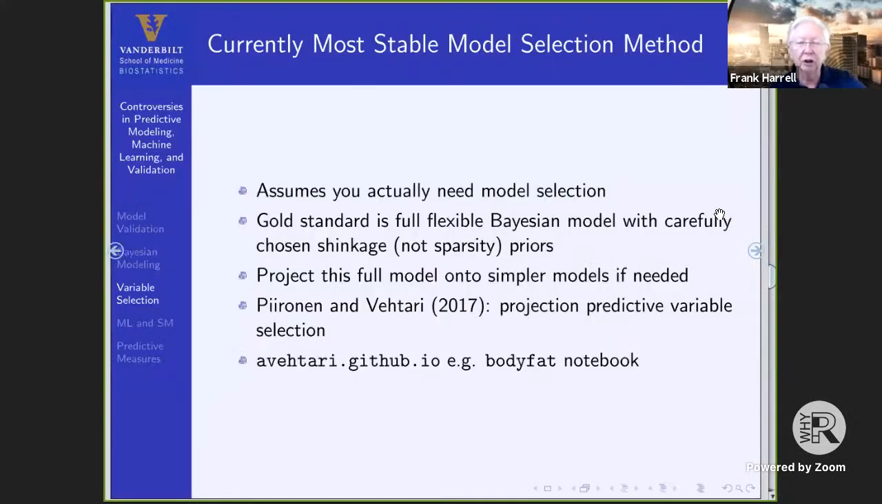So what is the currently most stable model selection method? That's assuming you actually need model selection, which is questionable. The gold standard is a full flexible Bayesian model with carefully chosen shrinkage priors that are not necessarily sparsity priors. And then using a method of Piironen and Vehtari, they have a way of projecting that full model onto simpler models if you need that. They have this method called projection predictive variable selection, and they have some very nice resources on the web, including this R Markdown notebook that goes through a very nice body fat analysis. So I very much encourage you to look at that notebook for their analysis.